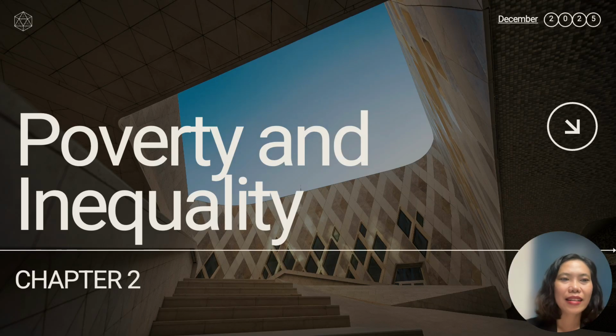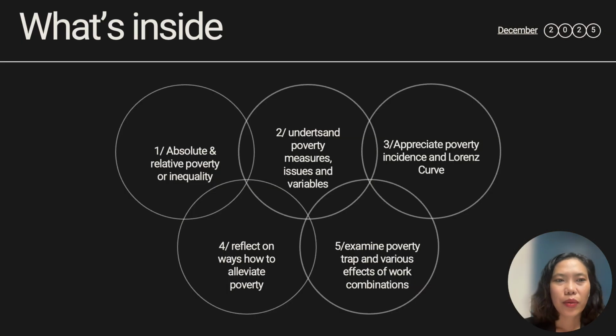Good evening, class. Tonight we're going to discuss chapter 2, poverty and inequality. We're going to learn about absolute and relative poverty or inequality to understand poverty measures, issues, and variables.